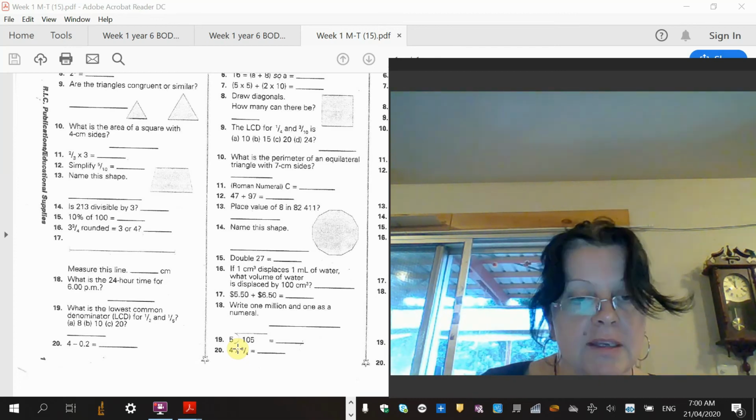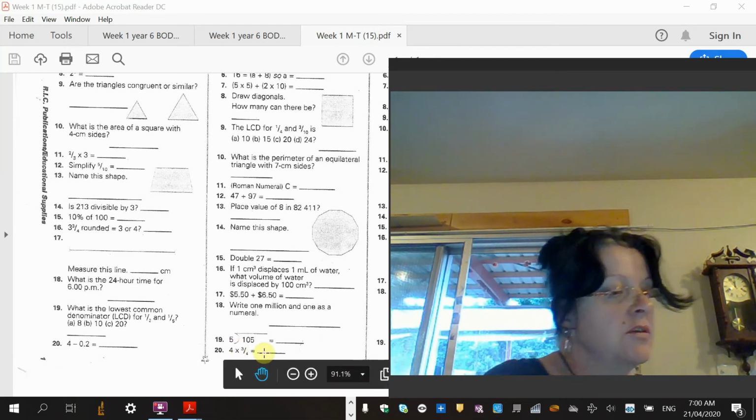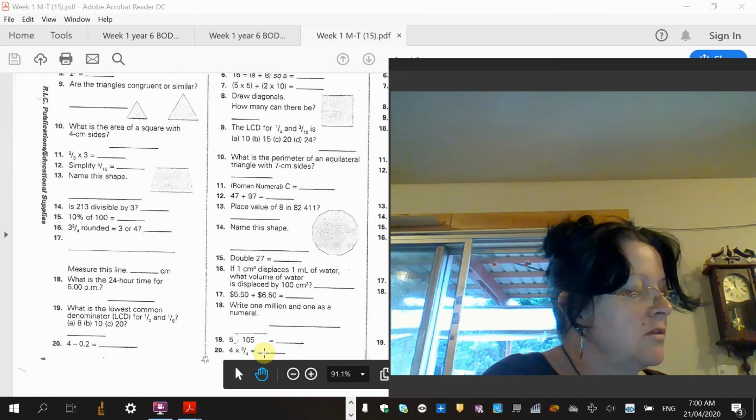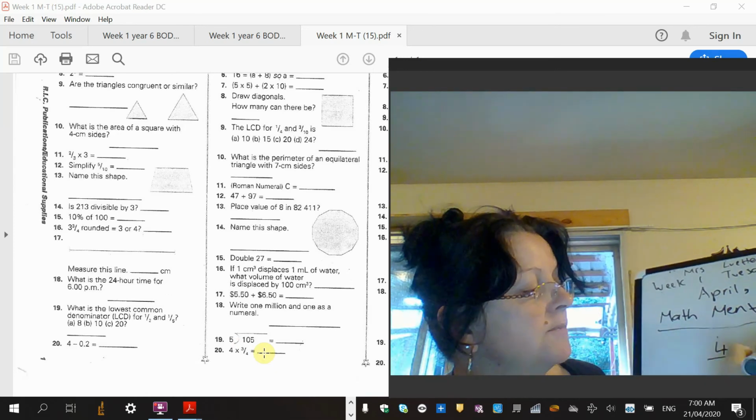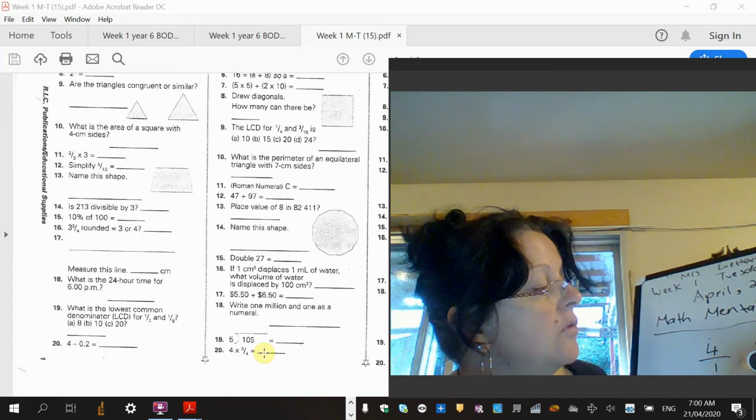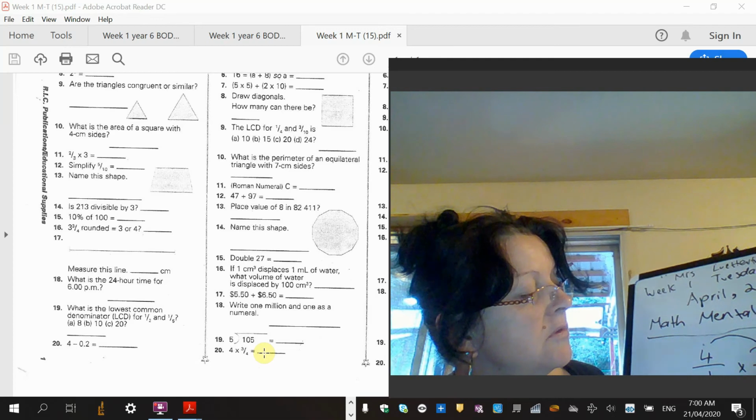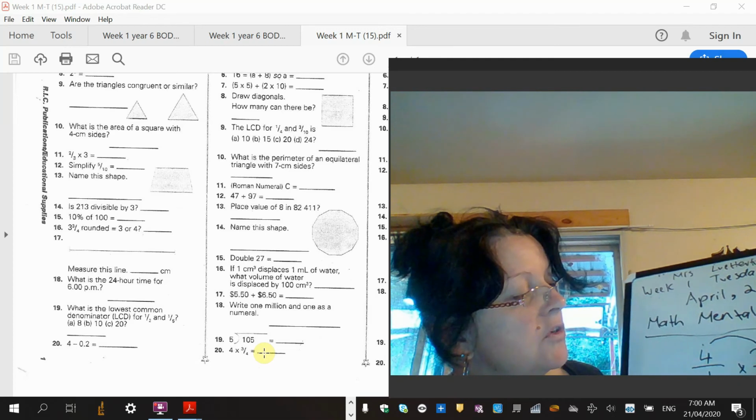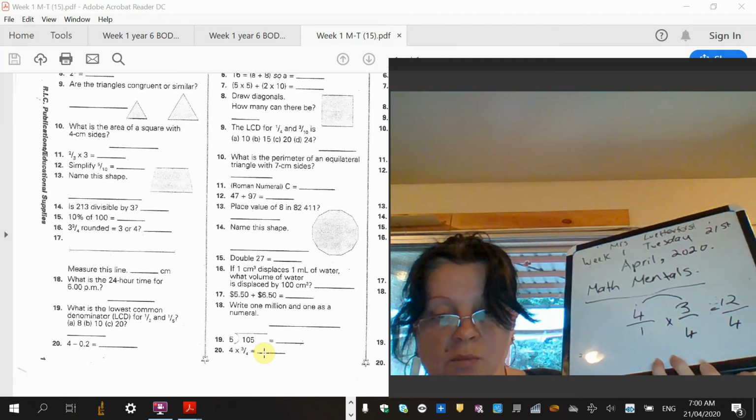And the last one is 4 times 3/4. Now, as we know, when multiplying fractions, we don't change the denominator. So 4 goes over 1, and then 3 over 4. We times the top. 4 times 3 equals 12, and we just keep the denominator the same. We can't use that answer because that's what we call an improper fraction.